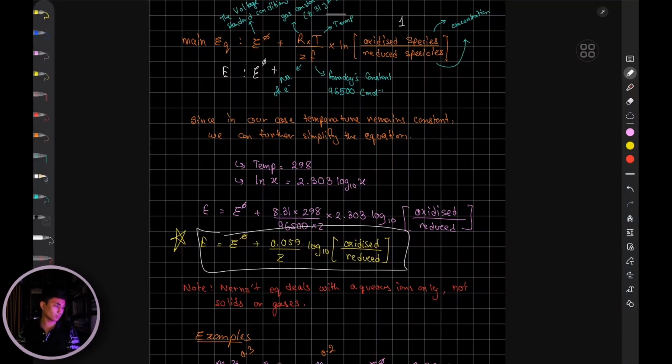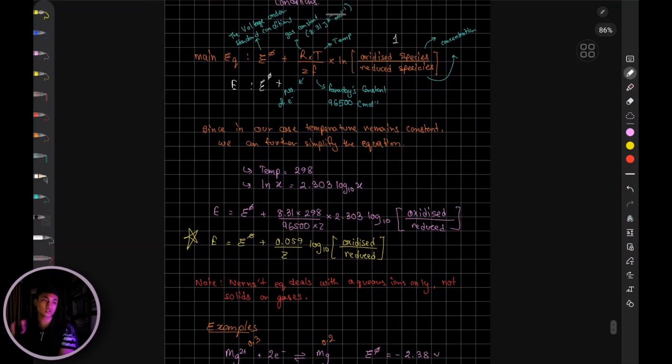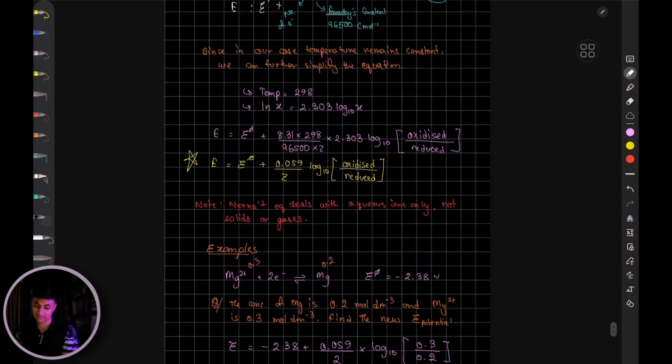That is E naught, standard conditions, plus 0.059 divided by transfer of electrons times log base 10 of oxidized species divided by reduced species. So this is your electrode potential formula. That is, in case there is change in concentration of ions. Okay.